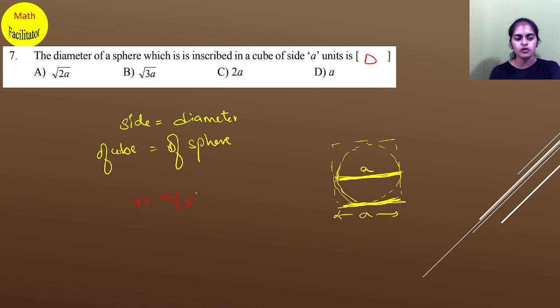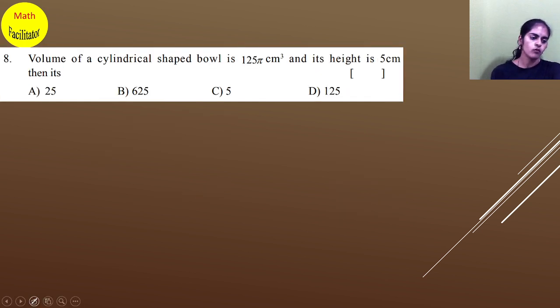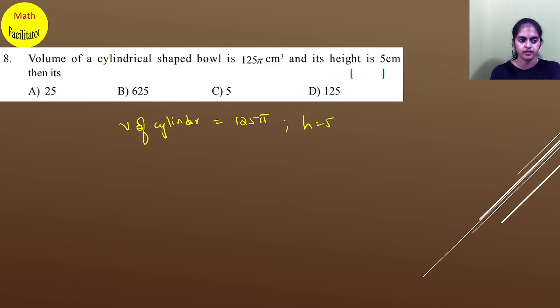Radius is a by 2 units, half of the side. Now, volume of a cylindrical shaped bowl. Let me write: volume of cylinder is 125 pi centimeter cube. Height is given as 5.